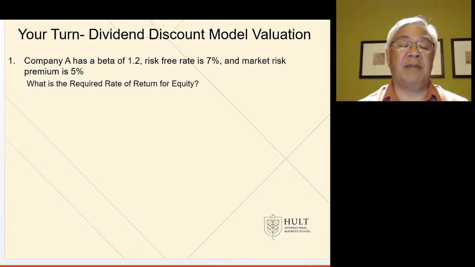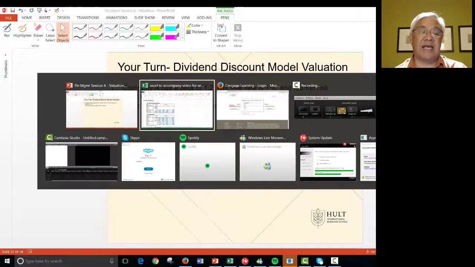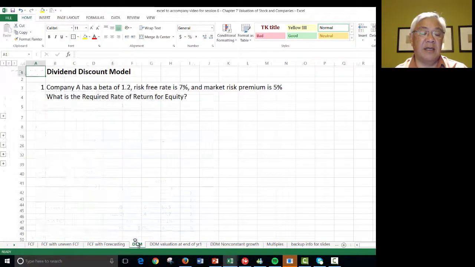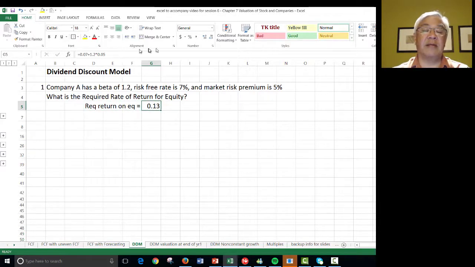Company A has a beta of 1.2, risk-free rate of 7%, market risk premium 5%. What is the required return on equity? That's CAPM. Should sound pretty familiar. So let's do that. Required return on equity equals the risk-free rate, which is 0.07, plus beta 1.2 times market risk premium 0.05. And that's 13%. All right, let's express that as a percent.